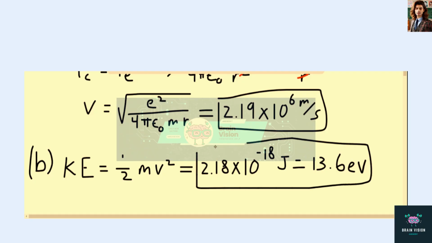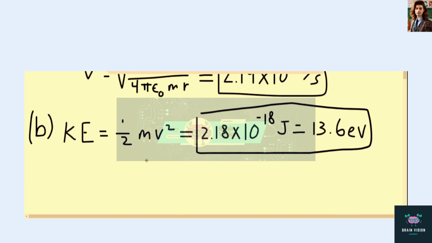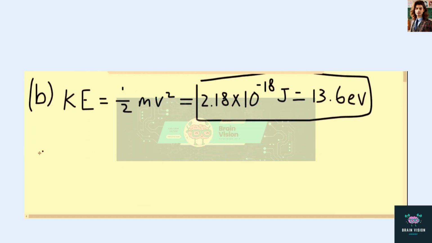And then lastly, part C says calculate the potential energy. I'm going to use the electrostatic potential energy to calculate it. Using this equation, this is equal to negative K, where K is just the electrostatic constant, 1 over 4 pi epsilon naught, times e squared over r. Again, e is the charge of the electron, and r is the Bohr's radius.